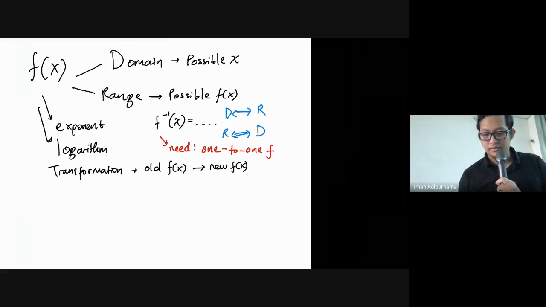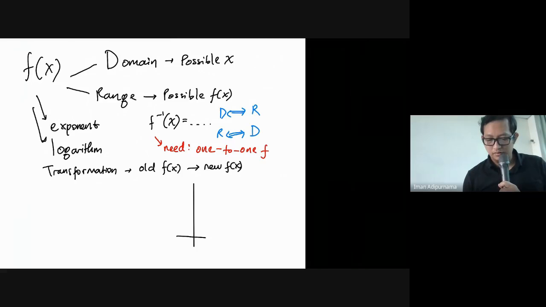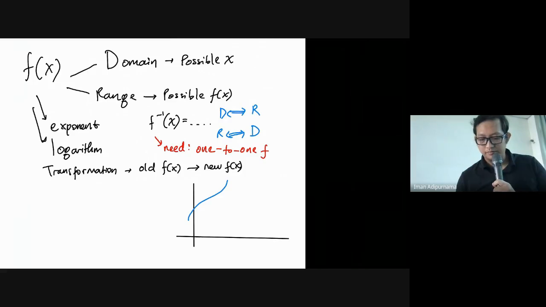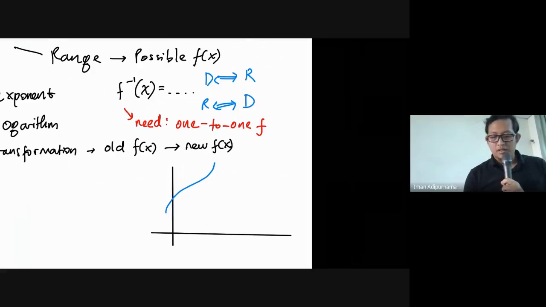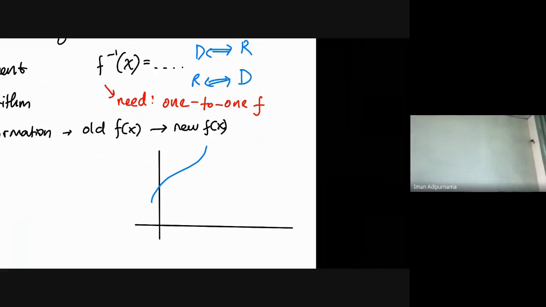One-to-one functions. And how to check one-to-one functions? Let me give you, first, an example like this. The blue functions here, because if we put any x, it will result in at least one function value. We call this a one-to-one function.